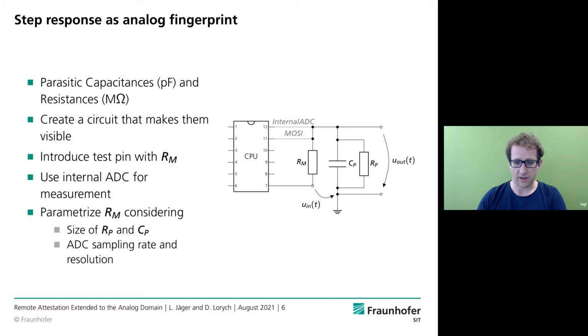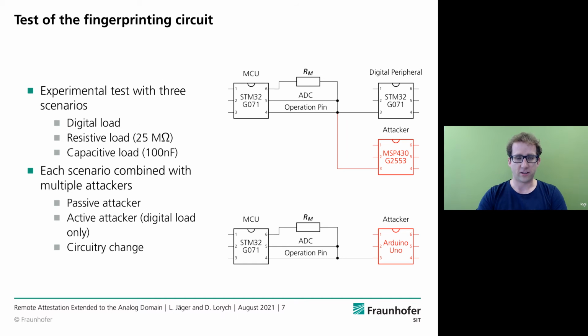And RM has to be dimensioned in a way that allows meaningful measurement. So it should be large enough that the low-pass characteristic is visible, and it should also consider the ADC sampling rate and resolution. This measurement circuit was then experimentally tested with three scenarios.